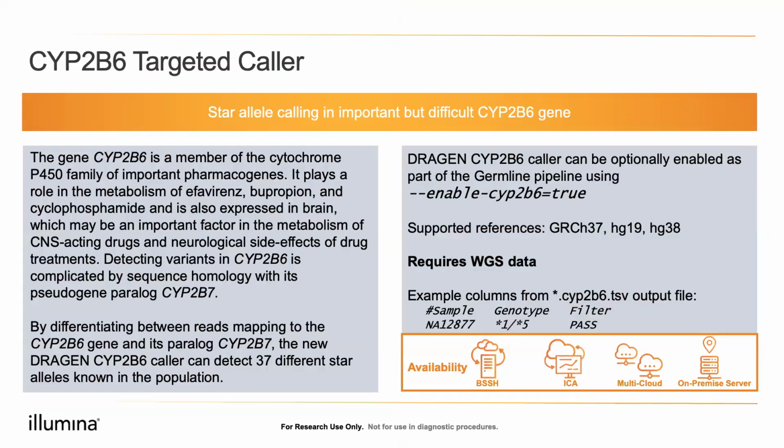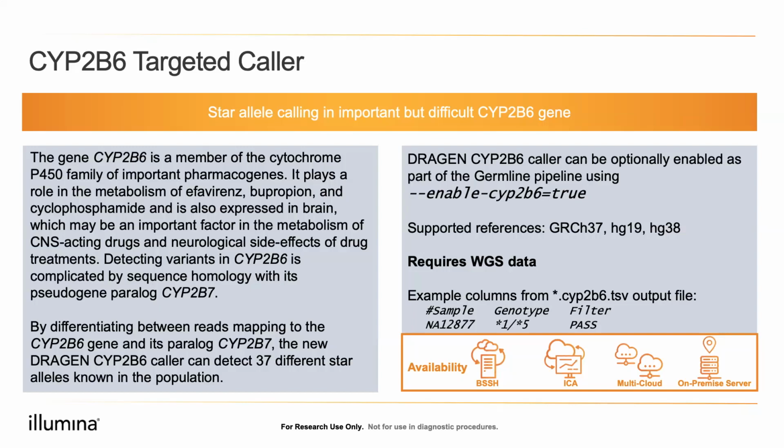All right, let's talk about the CYP2B6 targeted caller. So the gene CYP2B6 is a member of the cytochrome P450 family of important pharmacogenes, playing an important role in the metabolism of a number of drugs of interest, particularly CNS acting drugs with neurologic side effects. Detecting variants in CYP2B6 is complicated because there's sequence homology with the pseudogene paralog CYP2B7. By differentiating between reads mapping to the CYP2B6 gene and its paralog CYP2B7, the new DRAGEN CYP2B6 caller can detect 37 different star alleles known in the population.